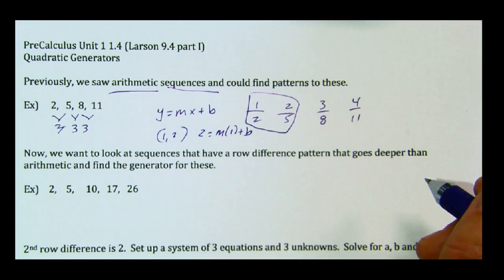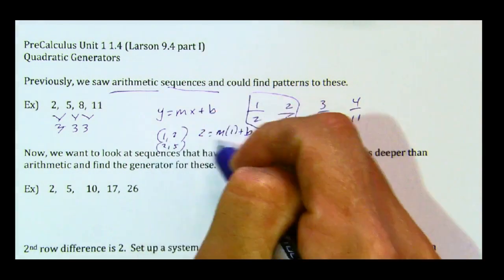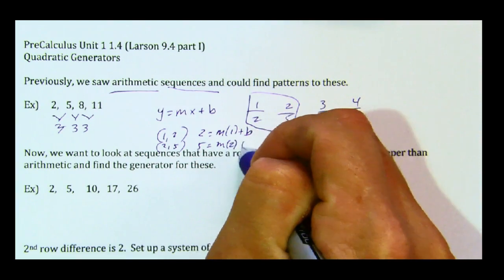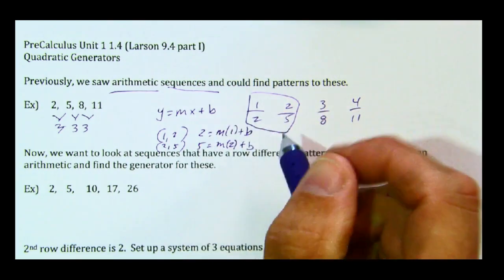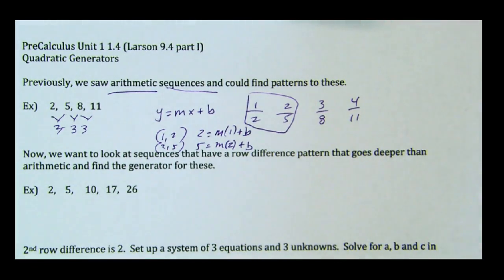To solve this, I need two equations, two unknowns. There's another way to do this too, but this is one way to do this. So I can go 2 and 5. And so 5 is equal to m times 2 plus my b. So now I have two equations, two unknowns. So I can solve for those. I'm going to pause and do that. You can try solving for those too.